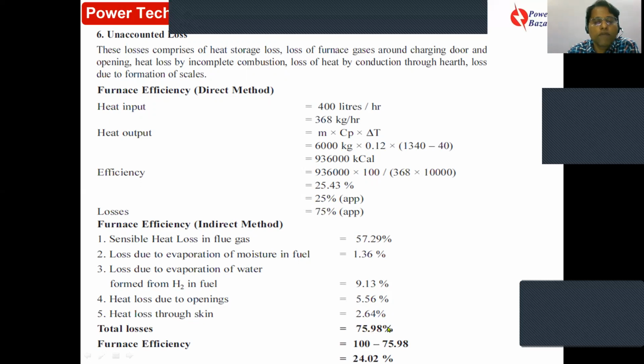So it becomes 75.98% as the total losses by indirect method. If I reduce it from 100 minus 75.98, it becomes 24.0802%, the efficiency in the indirect method.